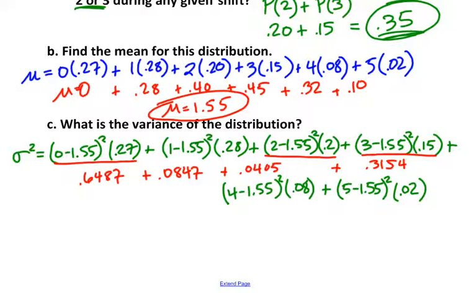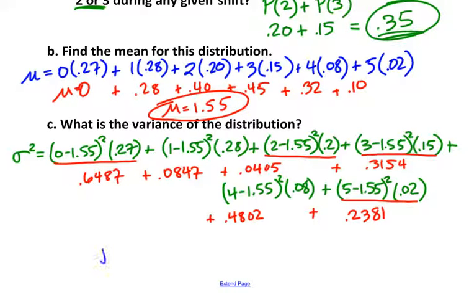The next step comes down here. 4 minus 1.55 squared times 0.08, and that works out to be 0.4802. And again, I apologize for running off onto the next line, but hopefully you can follow with what I'm doing. 5 minus 1.55 squared times 0.02 works out to be 0.2381. So our variance will be what we get when we add all of these values up together.